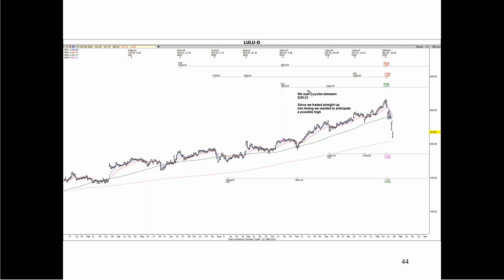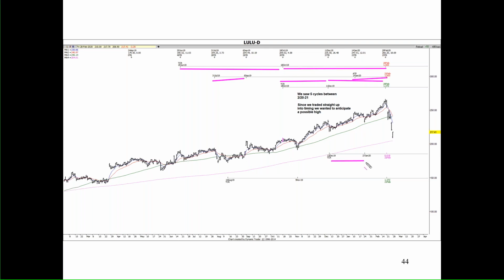Here, we had one cycle, high to high, 1272 on the 20th. But guess what else you had? You had a low to high swing, 100% on the 21st. You had another high to high swing, 100% on the 20th. You had another low to low swing, 618 on the 21st, and another low to low swing, 1272 on the 21st. So you have 1, 2, 3, 4, 5 cycles. As we were moving straight up in Lulu, we had these 5 cycles.